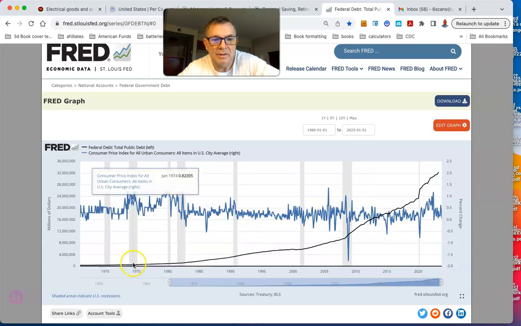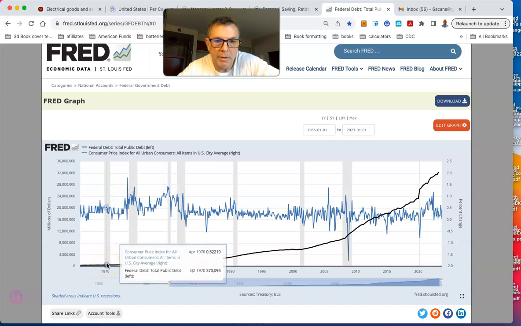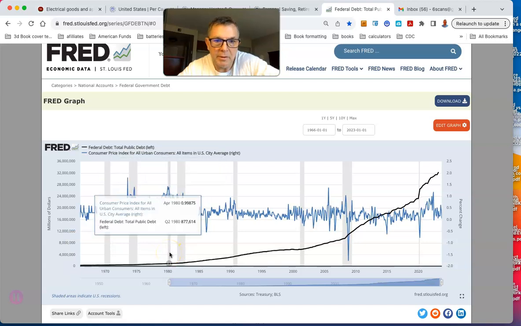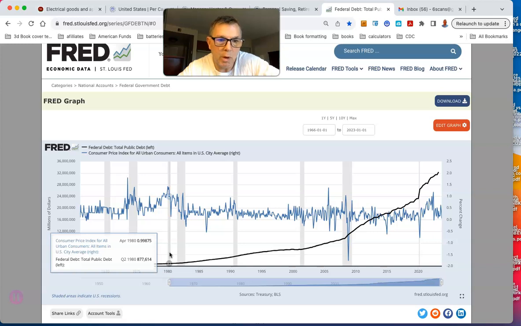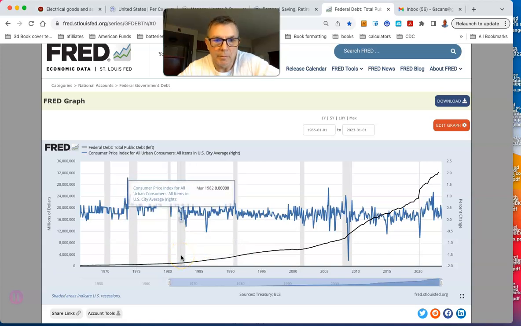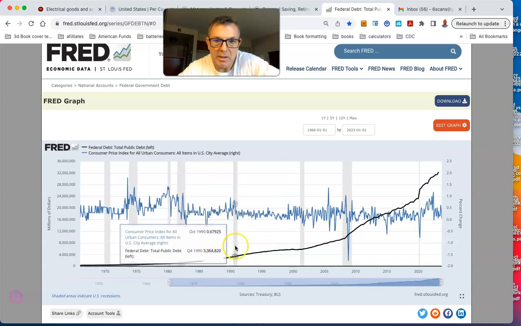Because look at the amount of debt that has increased. From 1970, we went from $370 billion of debt to 1980, we went from 370 to right there, 877, basically tripling of debt, 100%, and mass inflation. 1982, we went from Reagan, $1 trillion of debt, to 1990, we went to $3.3 trillion of debt, more than tripling, and yet we didn't have that inflation.